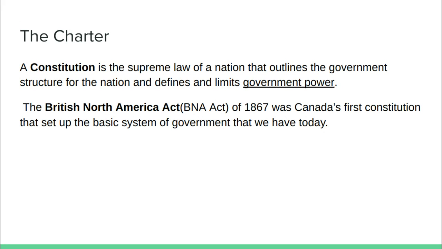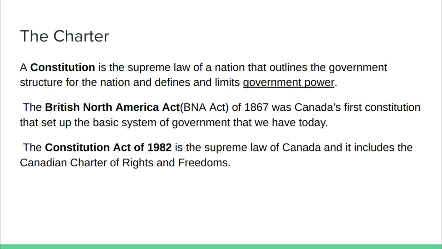We've had two so far in Canadian history. The first one was the British North America Act, or the BNA Act. I think that's 1867, and it was our first constitution passed in Britain, and generally sets up our basic system of government we know in Canada today.